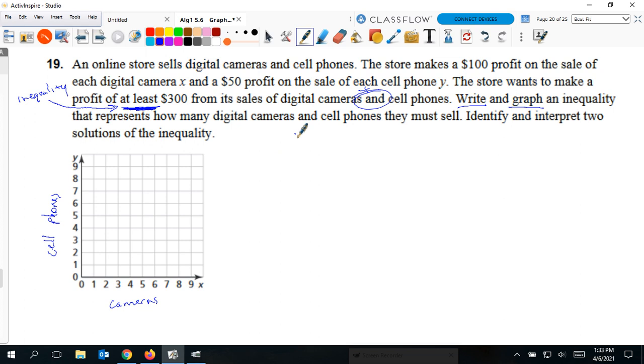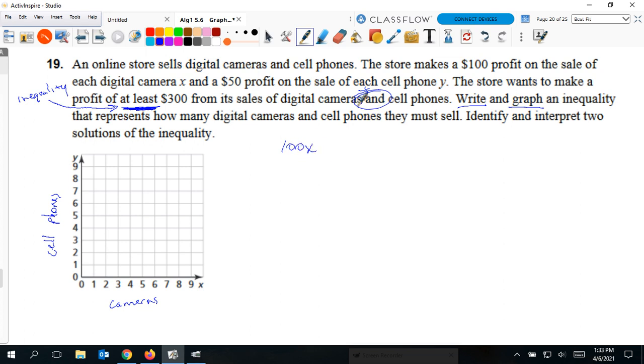So first we've got to write this thing out. So again, remember, X is the cameras, and they make $100 profit on every single one. So for every camera they sell, they're going to make $100. So if they sell one, they make 100. If they sell two and X is 2, they make 200.